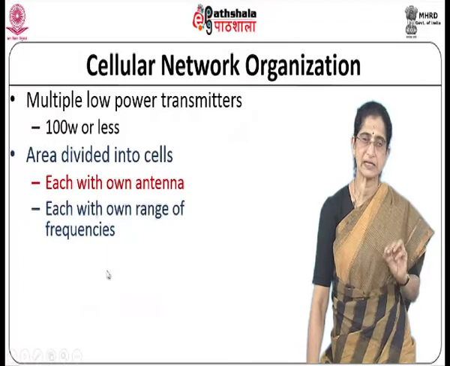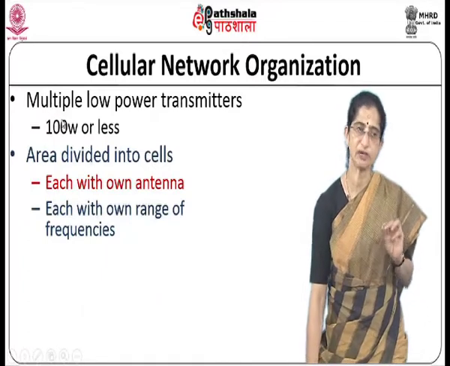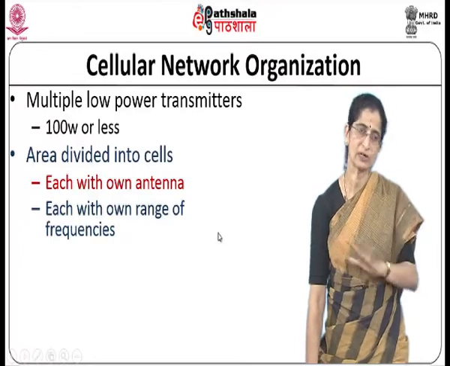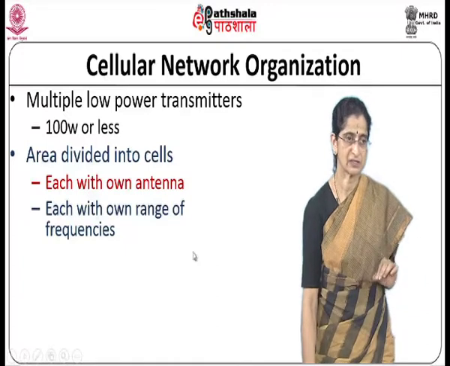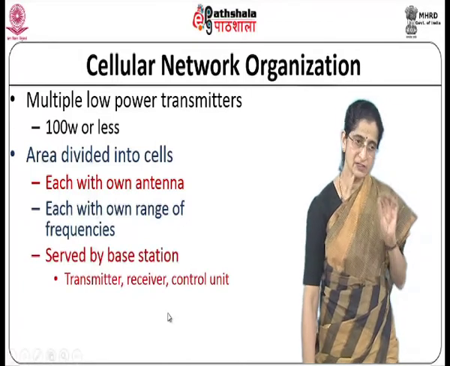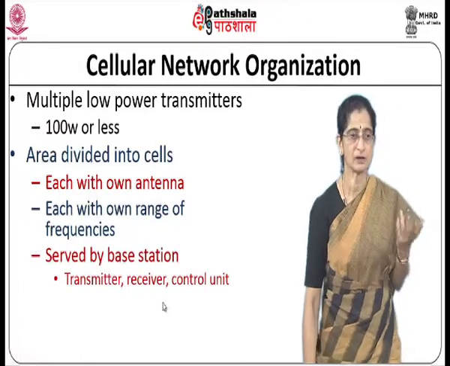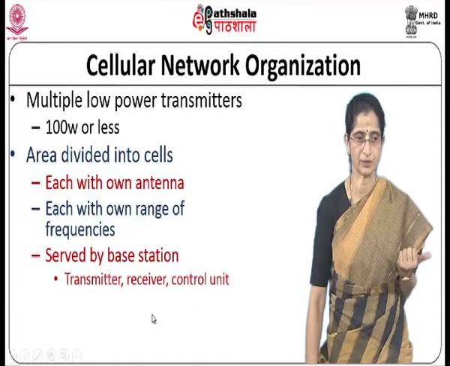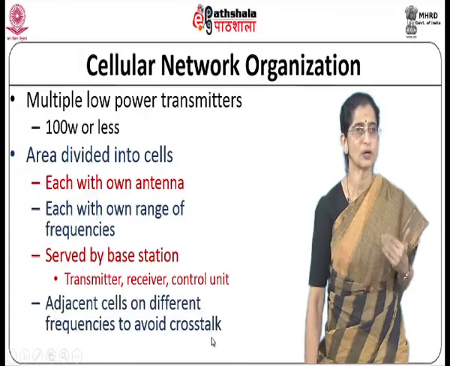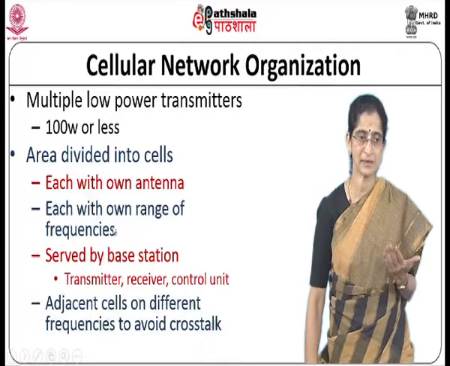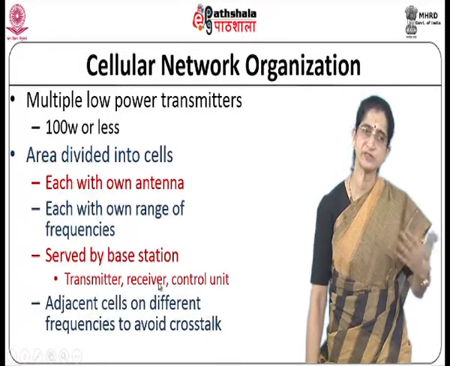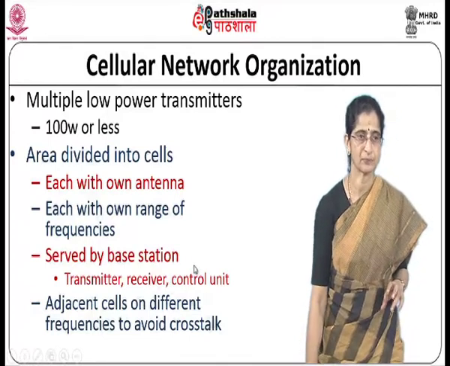Okay. So, the basic idea that we have in cellular network is that we have multiple low power transmitters, typically 100 watts or less. So, the entire area is divided into what are called cells. Each has its own antenna and each has its own range of frequencies on which it will operate. And each area is served by a base station. So, it has a transmitter, a receiver and a control unit. Adjacent cells work on different frequencies in order to avoid crosstalk. So, obviously, two adjacent cells cannot use the same set of frequencies because that would end up in some kind of interference. So, adjacent cells use different frequencies. So, this is the basic idea that is used.